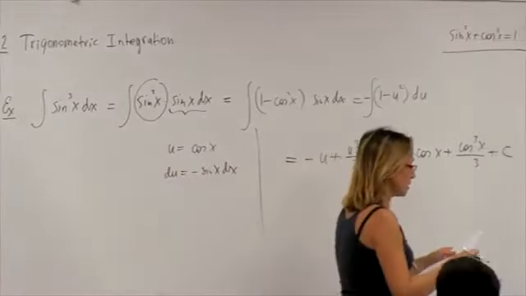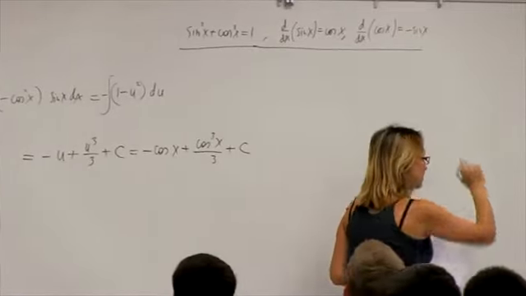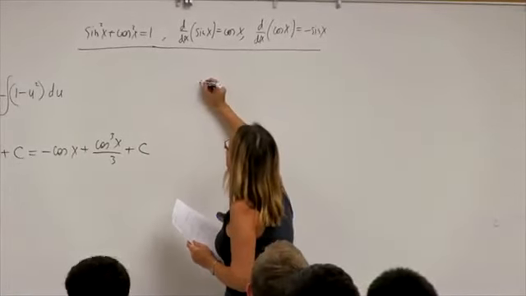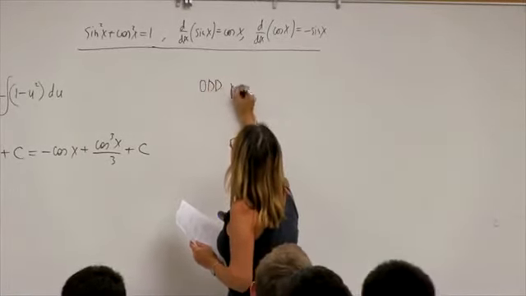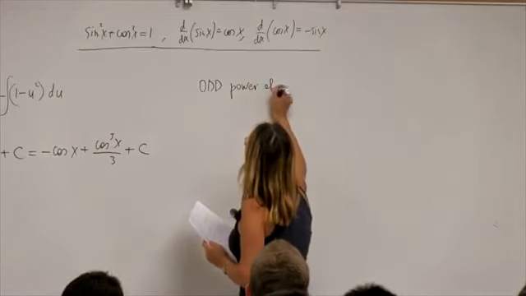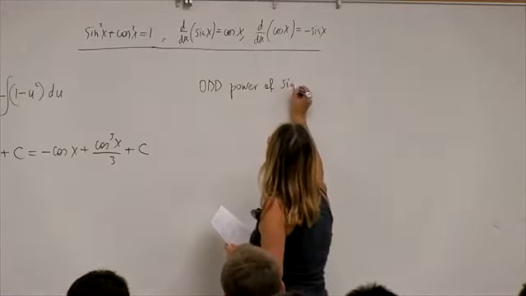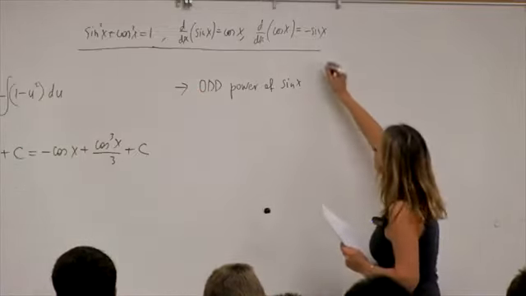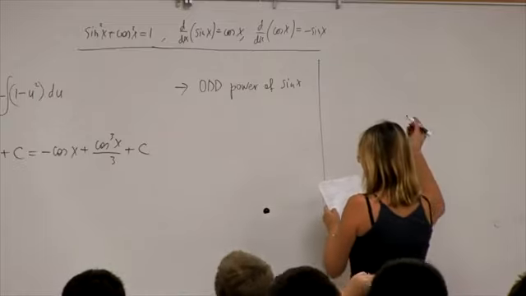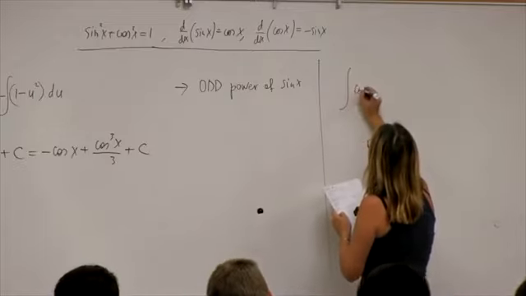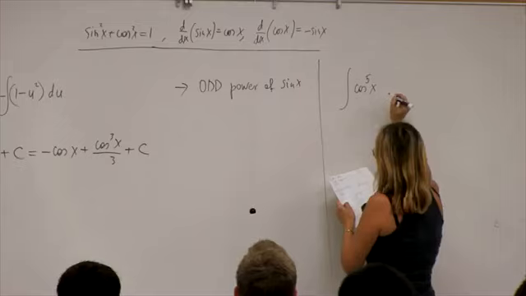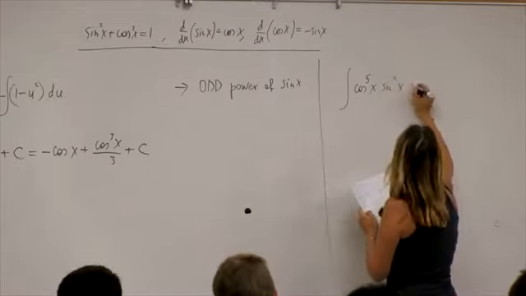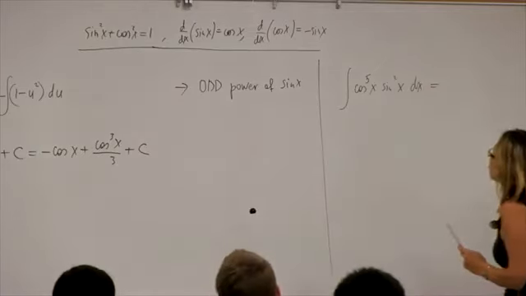So let me write down the condition that I used here. We noticed that we had an odd power of sine. So this is what helped me. I'll show you in the next example to make this clear. So let's look at cos 5x sine squared x dx.